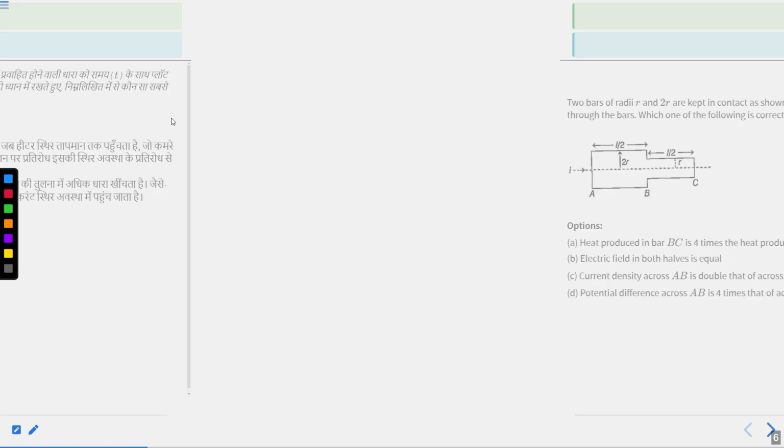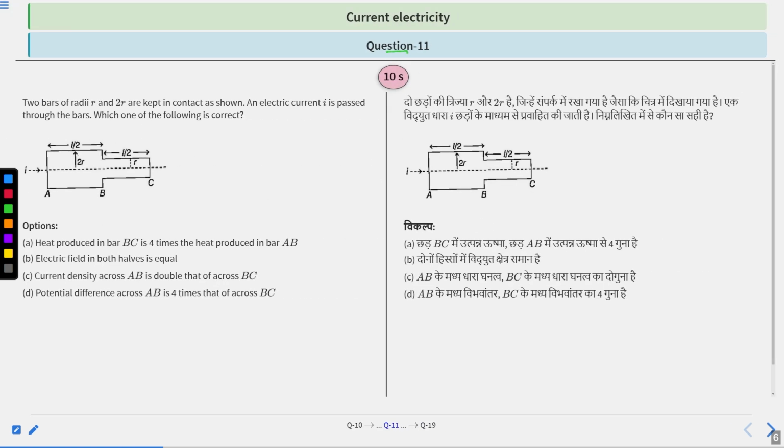Next question. Question 11. The question is, two bars of radii R and 2R are kept in contact as shown in this figure. The first one is R, the second one is 2R. An electric current I is passed through the bars. Which of the following is correct?